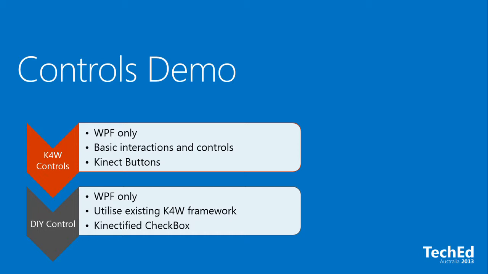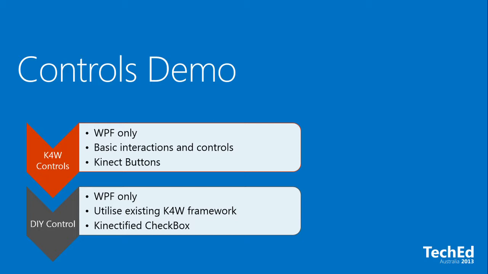So there, we showed the first two simple ones. That's the Kinect for Windows controls that I just showed you. When you have a WPF application and you want really basic interaction controls for a really simple application, you can use those Kinect buttons and the Kinect scroll viewer. If you then want to, still doing WPF, extend that, you can extend the Kinect region and make your own checkboxes and whatever controls you want to use. So that was the Kinectified checkbox.